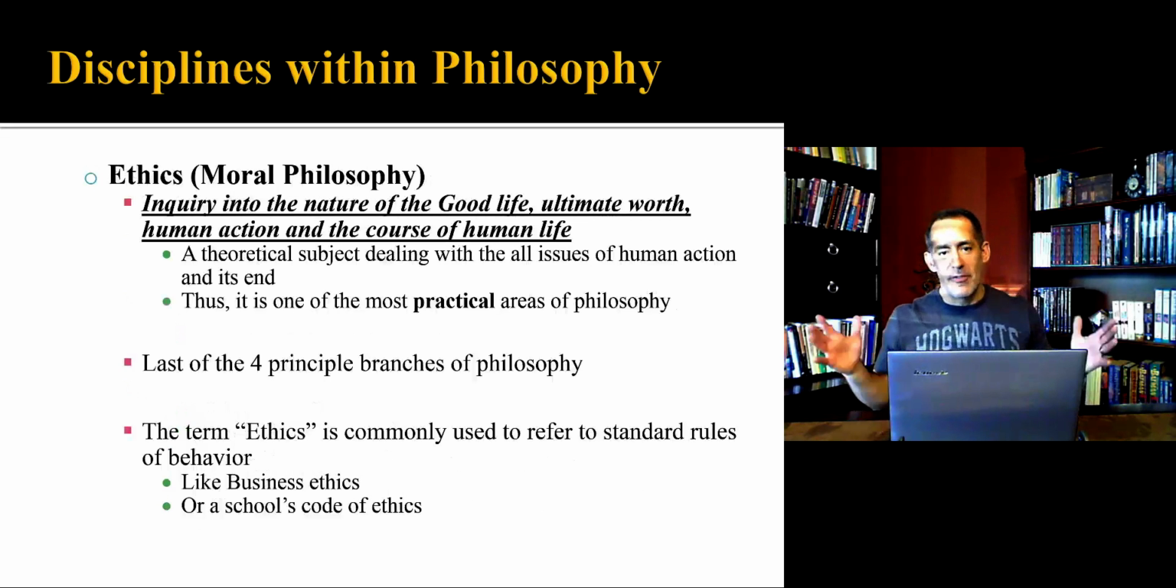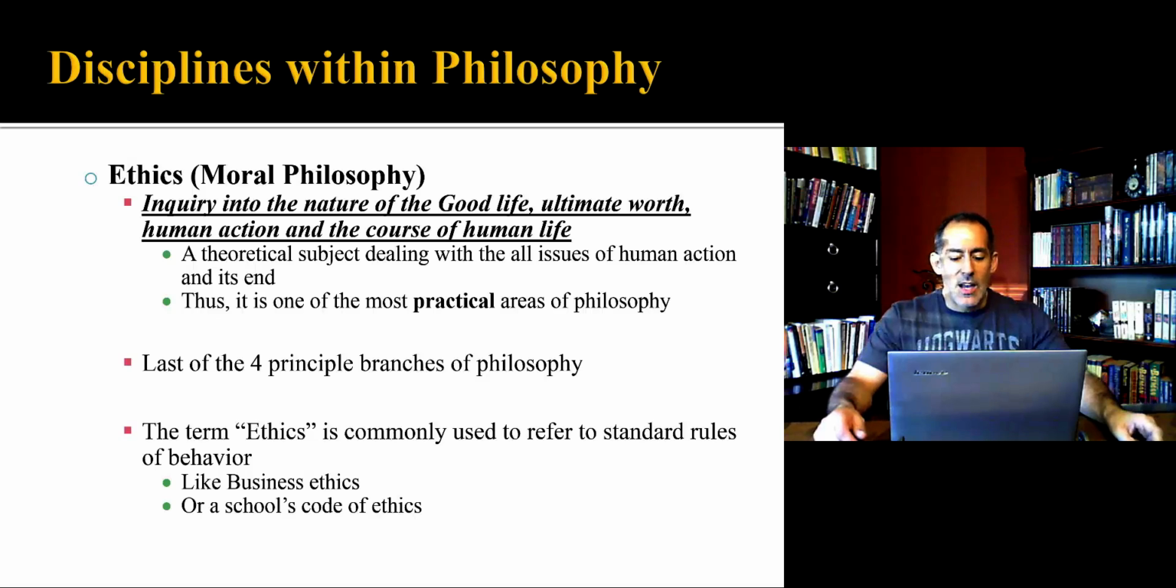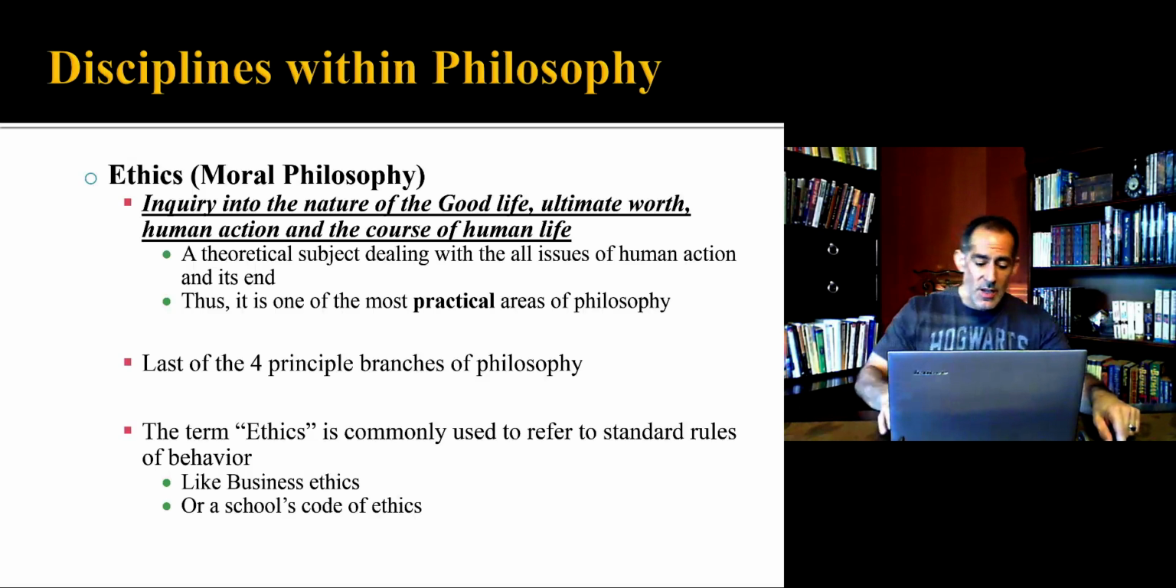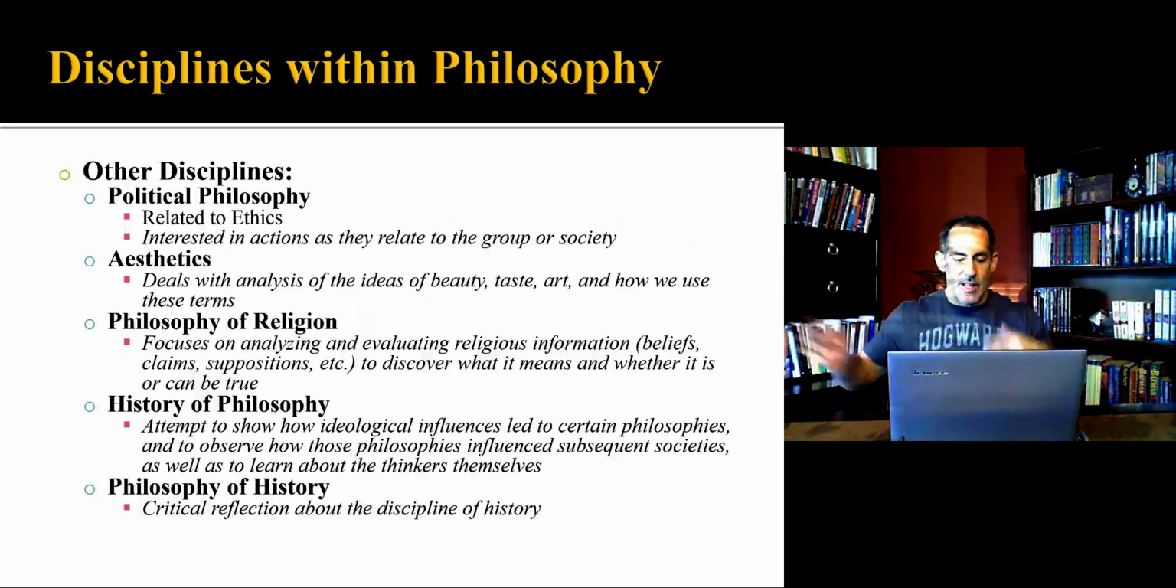And then the fourth of the four major branches is ethics, also called moral philosophy. And this is the way we're going to define it: as an inquiry into the nature of the good life, ultimate worth, human action, and the course of human life. And hopefully it's going to be fairly practical, because it is about making choices and decisions and such. Okay. Moving on. Those are some of the questions we'll be looking at in a minute, but I'll talk about moral philosophy in a little bit.